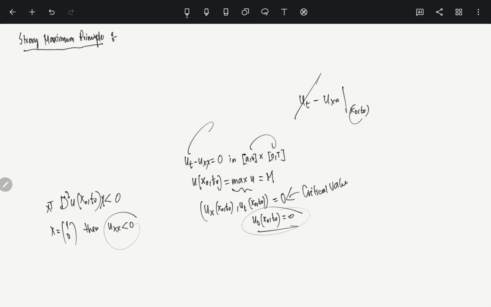then you see that this becomes uxx, and uxx becomes negative. So if uxx is negative at the point x naught, t naught, then negative minus negative is positive. So this term will be positive. But you are saying that this is 0 for all points here. So that's a contradiction. So you understand that the maximum cannot be attained in the interior unless it is a constant. Is it okay? Right.